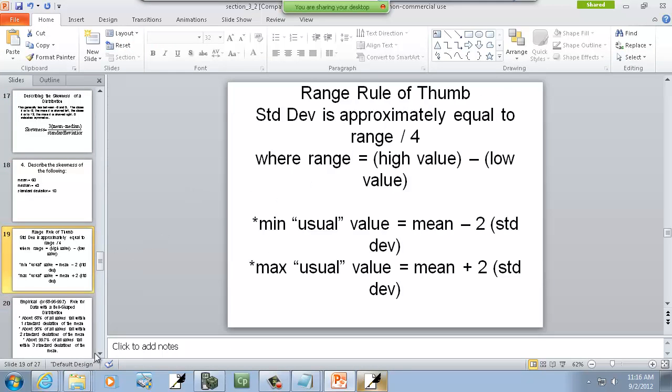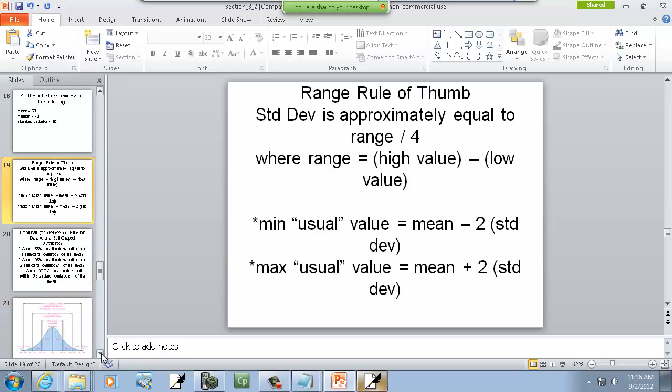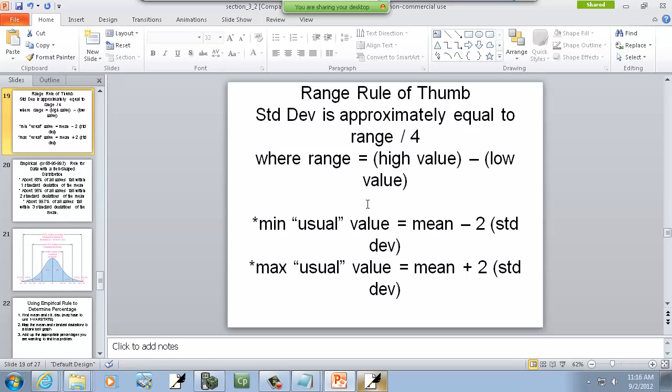So, well, there's a very crude way to tell how spread out the data is. You can approximate the standard deviation by taking your high value minus your low value. That gives you your range, and then divide by 4. Well, it isn't a very good measure, but sometimes maybe that's all you have. Maybe you don't have your actual data. You're just given the high value and low value, and they ask you to approximate the standard deviation. So that'd be the formula you'd use.